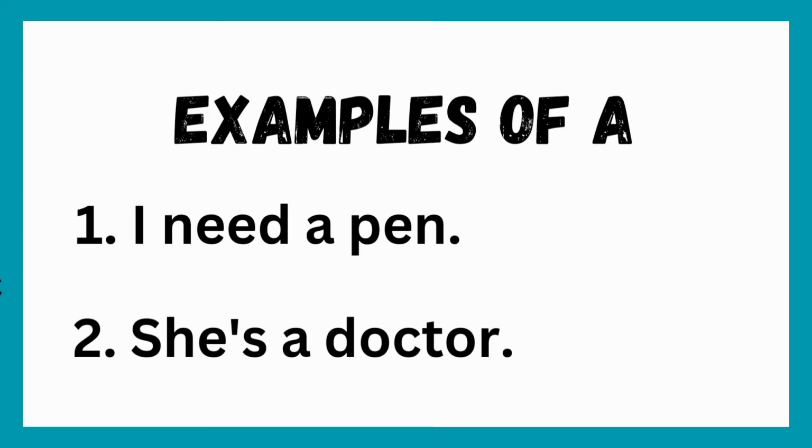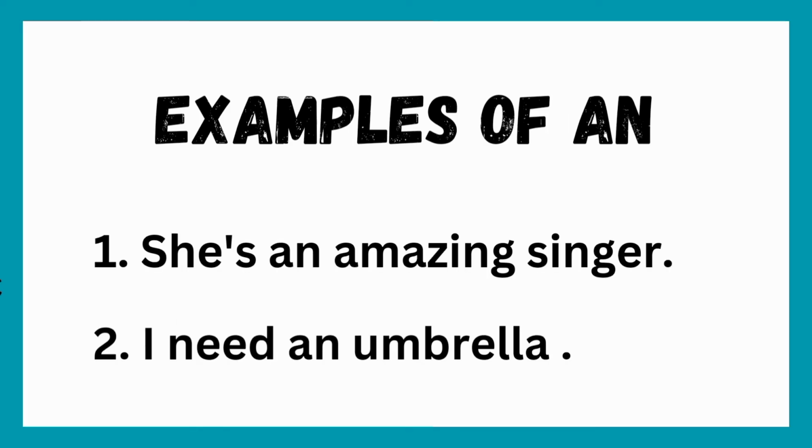Let's take some examples of a and an. I need a pen. She's a doctor. She's an amazing singer. I need an umbrella. Amazing and umbrella both start with vowels, so we use an.